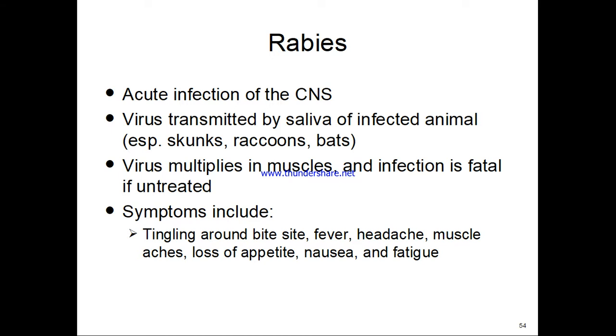Rabies is an acute infection of the central nervous system. The virus is transmitted by the saliva of infected animals. In particular, skunks, raccoons, and bats are the most common carriers, but it can be transmitted to all mammals. The virus multiplies in muscles, and infection is fatal if untreated. So symptoms include tingling around the bite site, fever, headache, muscle aches, loss of appetite, nausea, and fatigue.